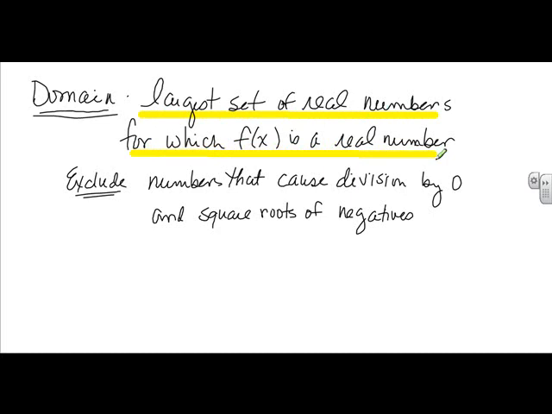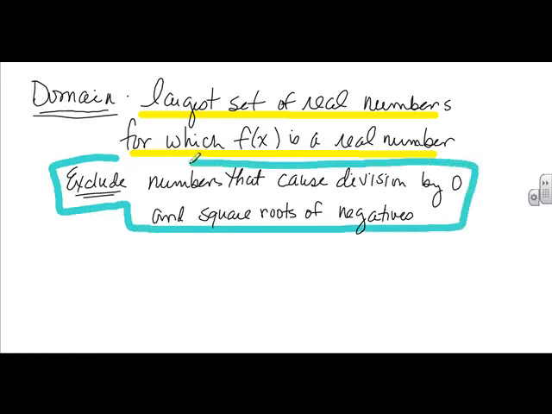And the way that you can streamline the way you think about this is to think about what we should exclude. We want to make sure that we exclude from our domain any numbers that cause division by zero or square roots of negatives.